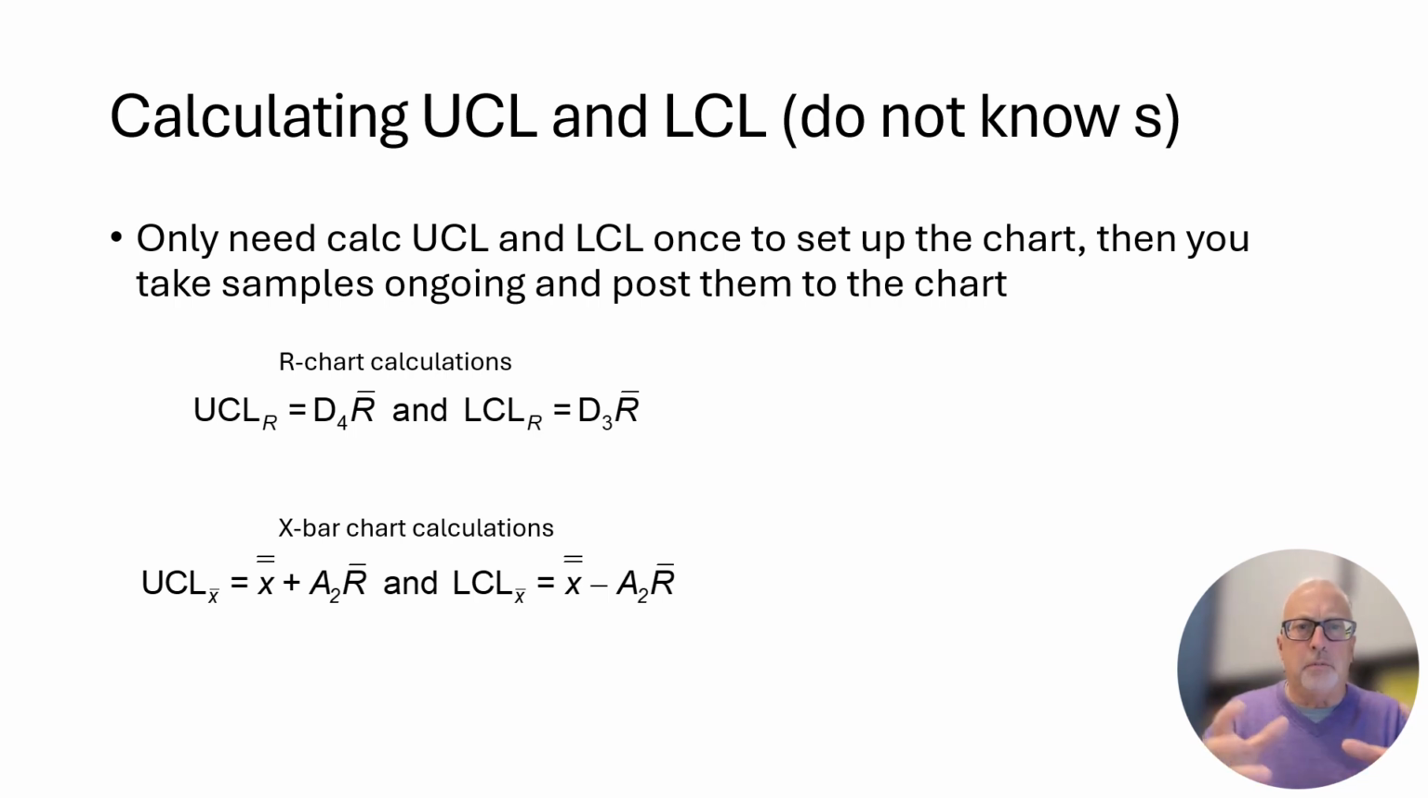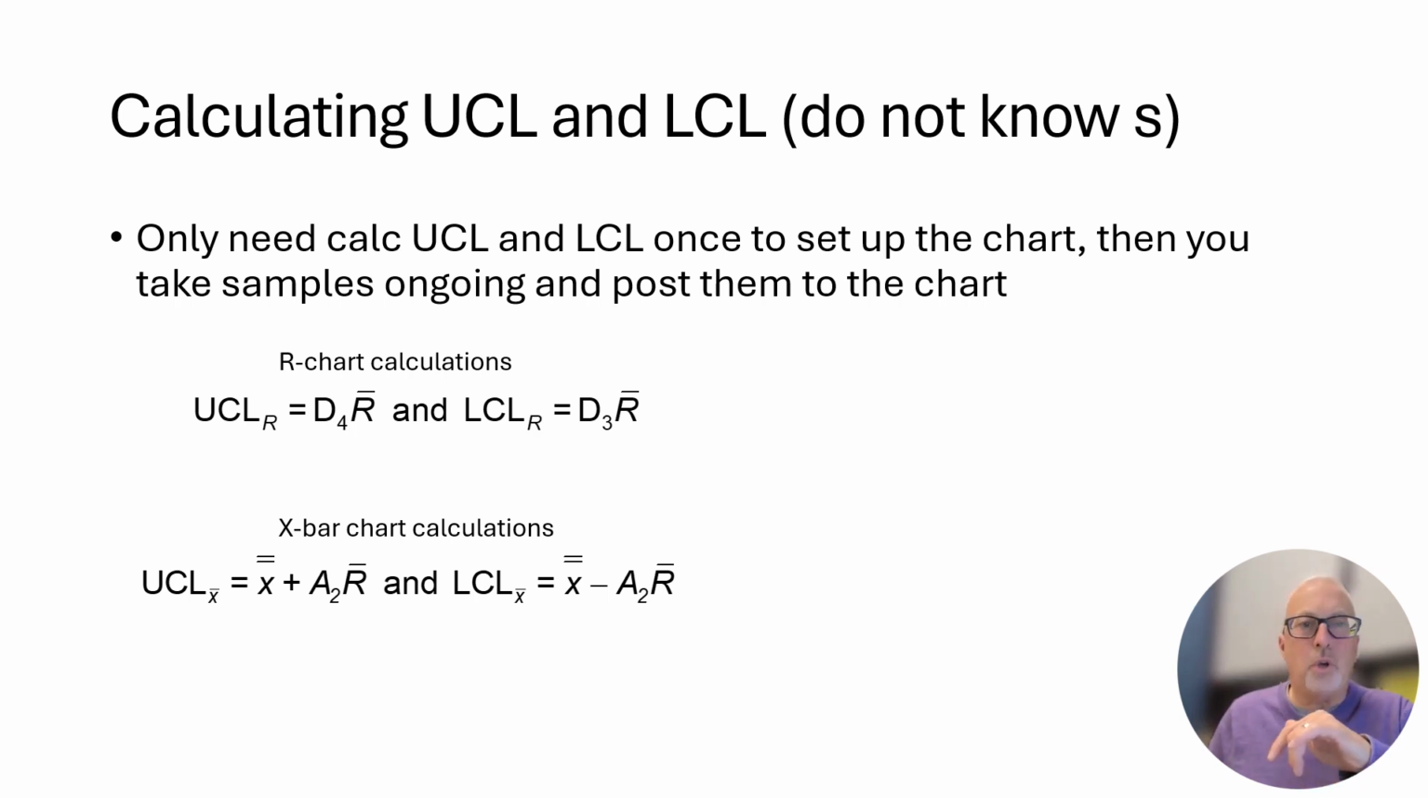For the R chart, upper and lower control limits, I'll try to use my pen device here. It's not going to let me write on it. That's okay. You can see the values D4 and D3 in the top equation, and then down at the bottom equation there's this A2 value.